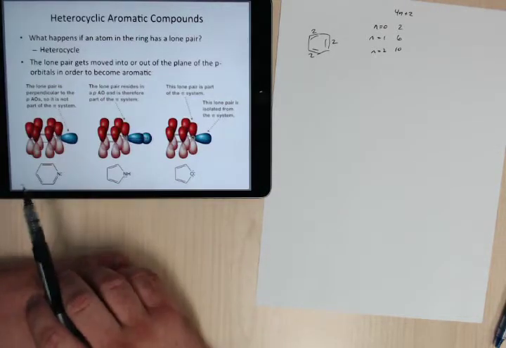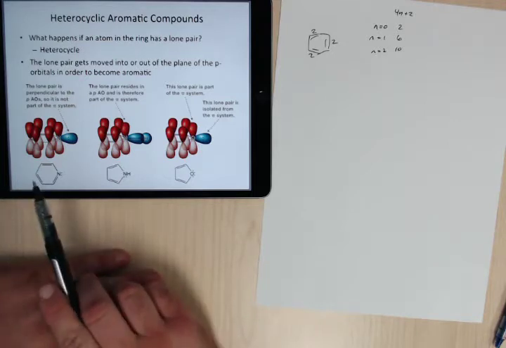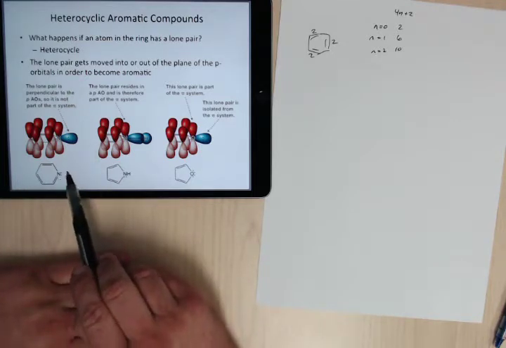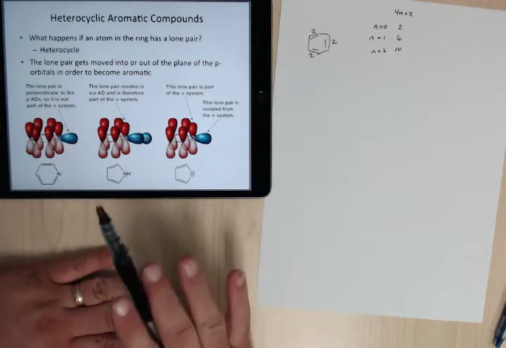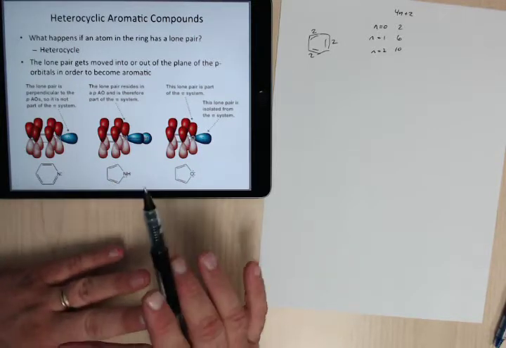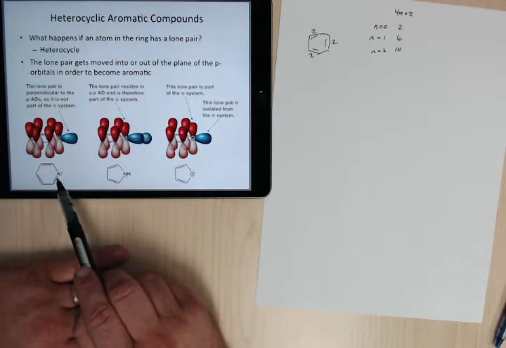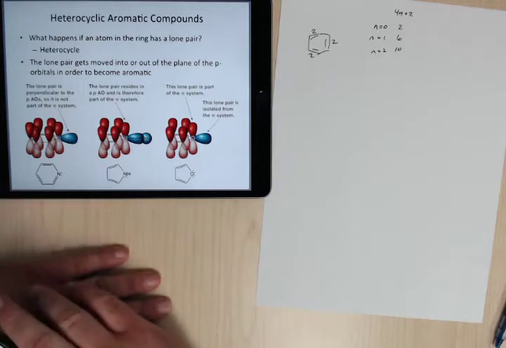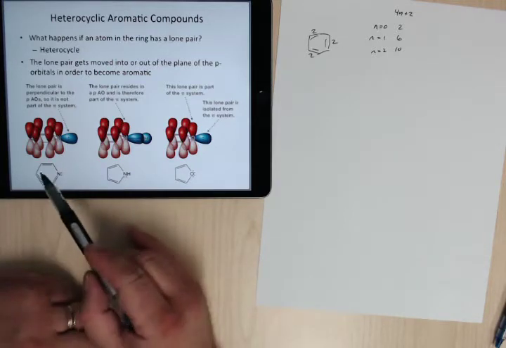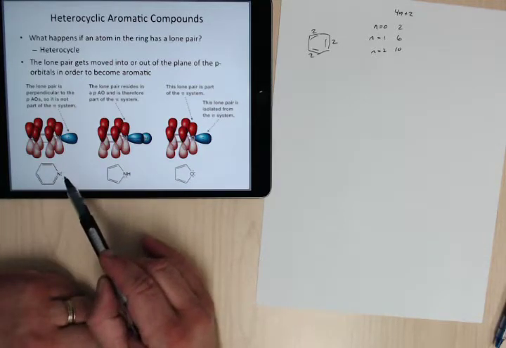Now, heterocycles become a little bit more interesting because they can have lone pairs. If a carbon has a lone pair, you have to count it as part of that. But lone pairs on heteroatoms are going to do whatever they need to do, either add it or not, to make the compound aromatic.